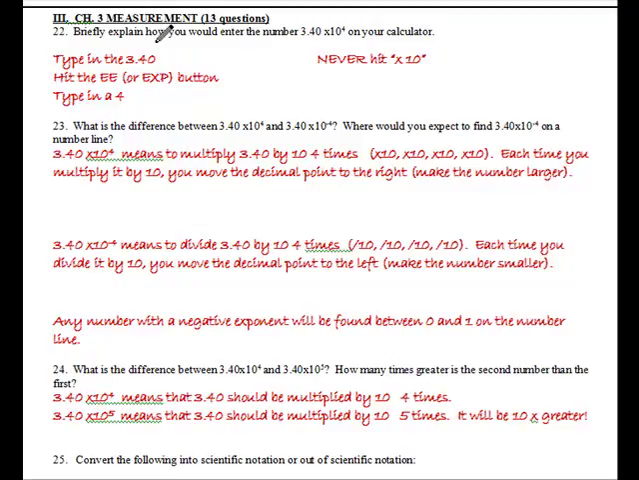All right, the first one says, briefly explain how you would enter this number on your calculator. Now, this is scientific notation. You are never, ever, ever going to hit times 10. I understand it's in the equation here, 3.40 times 10, but you're never going to type that into your calculator. You're going to hit 3.40, just hit the numbers with the decimal in there. Then you're going to go look for the EE or the EXP button. You're going to hit that.